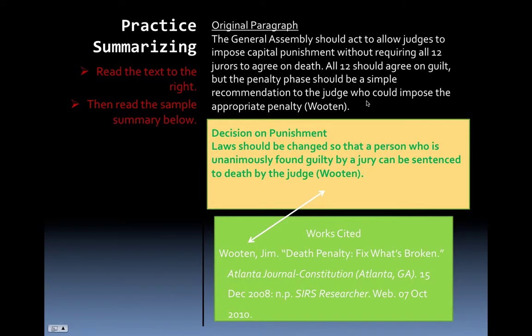So again, using the exact same paragraph that I used in the last one about capital punishment, right here, I've boiled it all down into one sentence, okay? So this is actually a title. So right here, laws should be changed so that a person who is unanimously found guilty by a jury can be sentenced to death by the judge. That's the main idea, right? So there you go. But because I still got it from another source, I still have to cite. So you'll notice I still have the citation here, Wooten, which still matches up with the one down here.